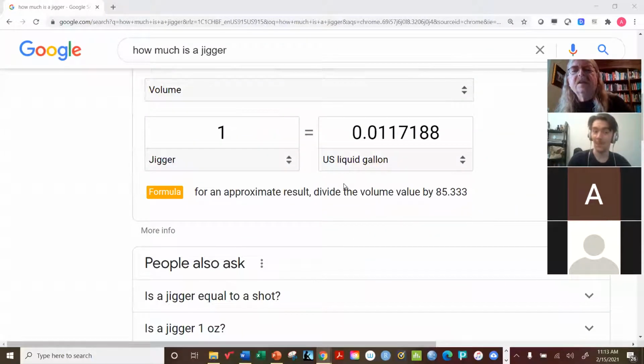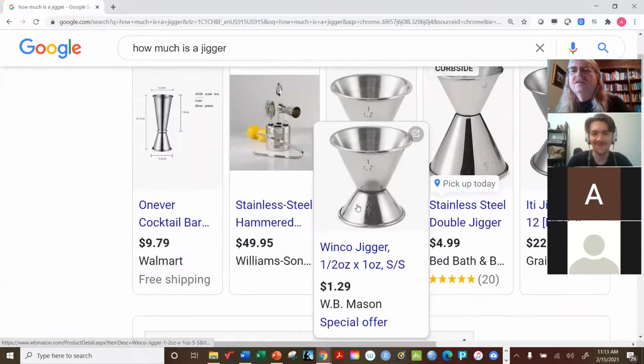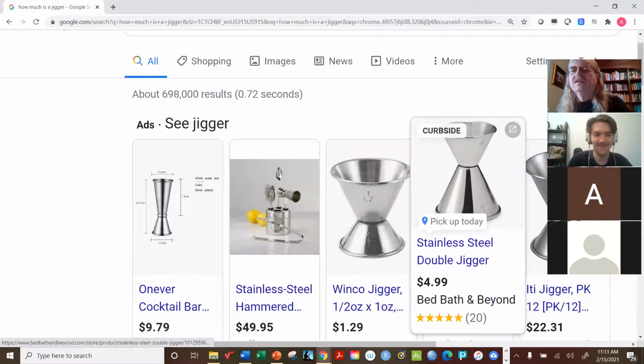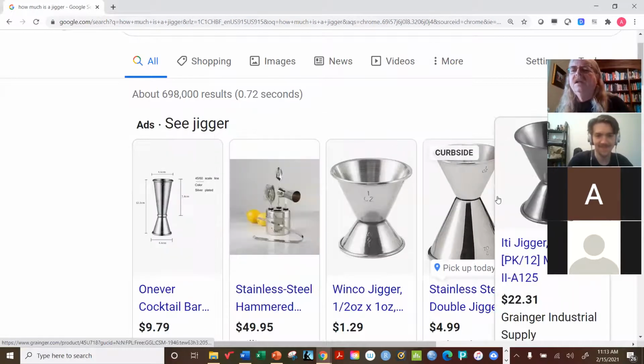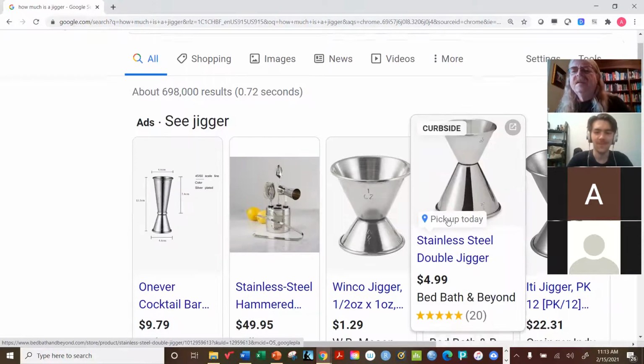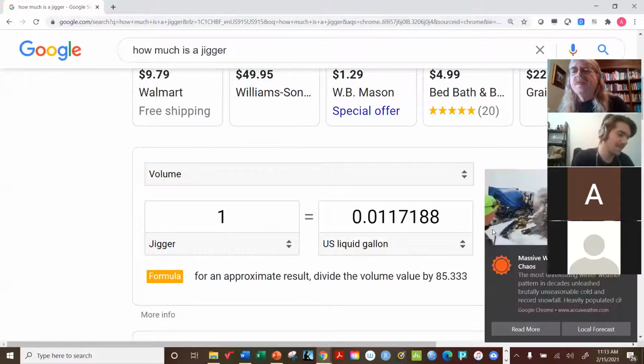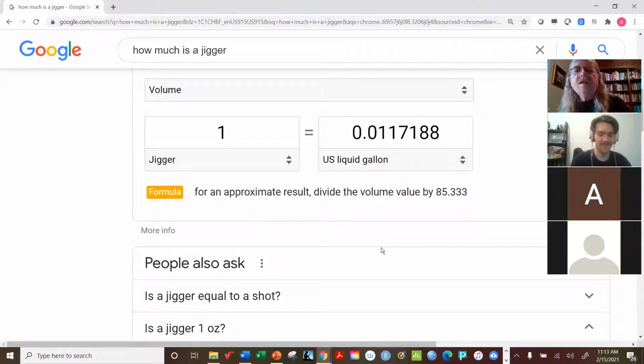All right, here it is. It is 0.0117188 gallons. It's an ounce and a half. Okay. So pretend you never saw these shot glasses here. These are meant for making mixed drinks, and often one side will be an ounce, one will be half an ounce, that kind of thing. So the word jigger is an actual, this is like a leftover from the English system, but it is a valid measure, an actual valid measure.